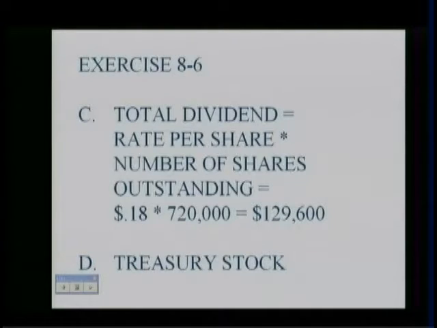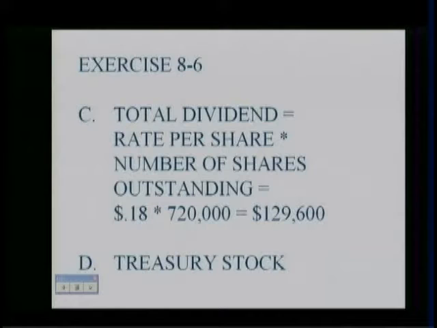In Part C, it says if a cash dividend of 18 cents per share were declared, calculate the total amount of cash that would be paid to shareholders. You're only going to pay out cash to those individuals who actually have the stock in their hand. That is the outstanding number of shares of stock. Not the authorized, not the issued, the outstanding number of shares of stock. In this case, that's 720,000 shares. You're paying each share 18 cents. So you're going to pay out a total of $129,600.